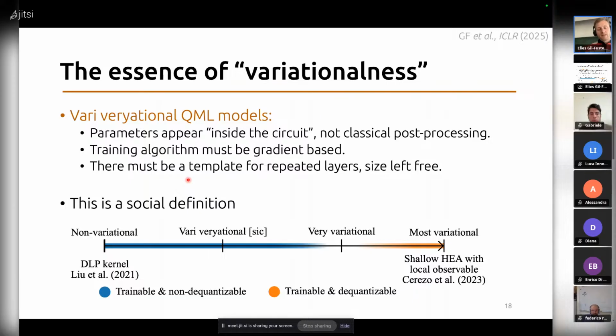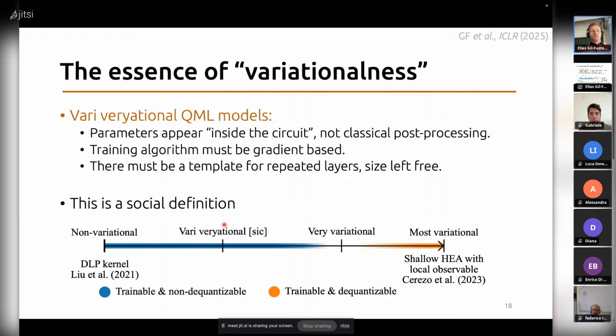Now, we were very inspired by this paper. We had another small joke. So here we paint the spectrum of quantum machine learning models, variationalness, and we have on the left the kernel methods that were used to prove quantum advantage a long time ago, which are distinctly non-variational. And on the right, we have the things that they discuss in this paper by Marcos Cerezo and the people in Los Alamos, where they have things that are very variational, but are also dequantizable in that they are similar.